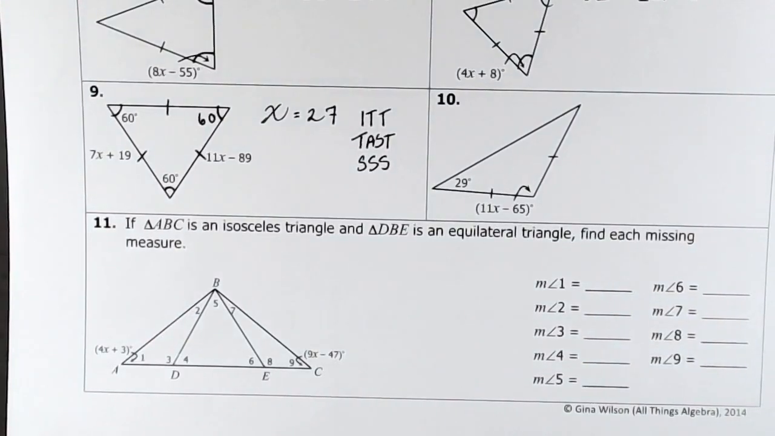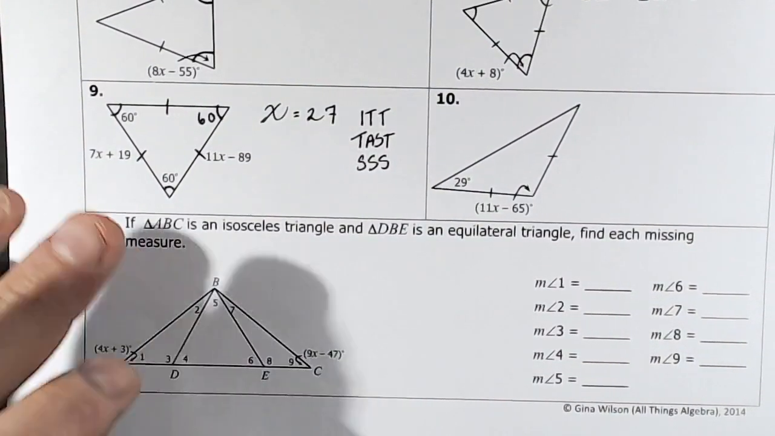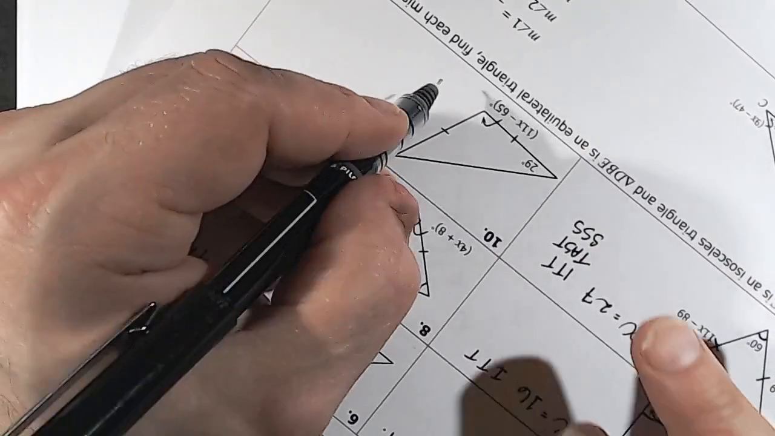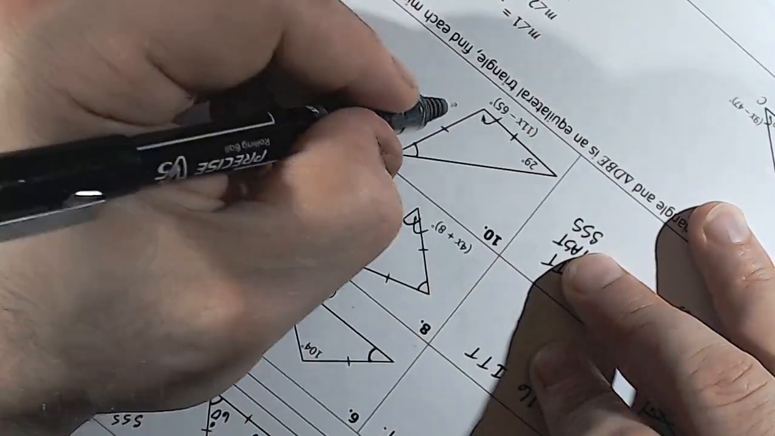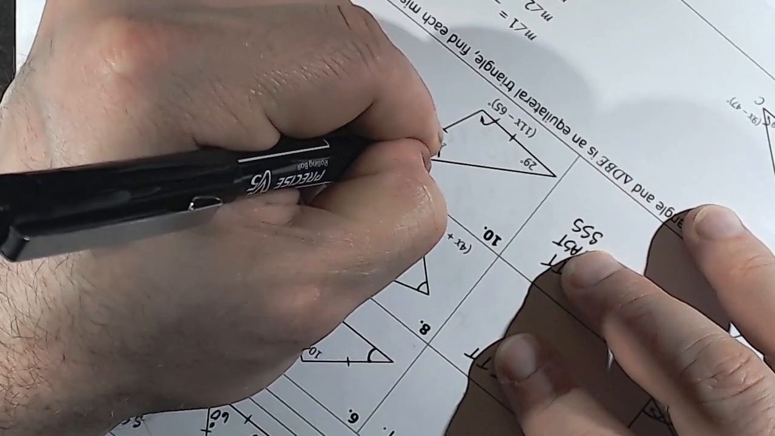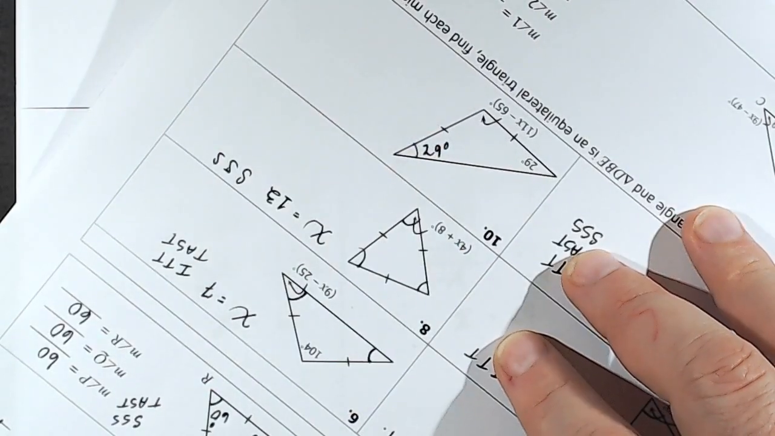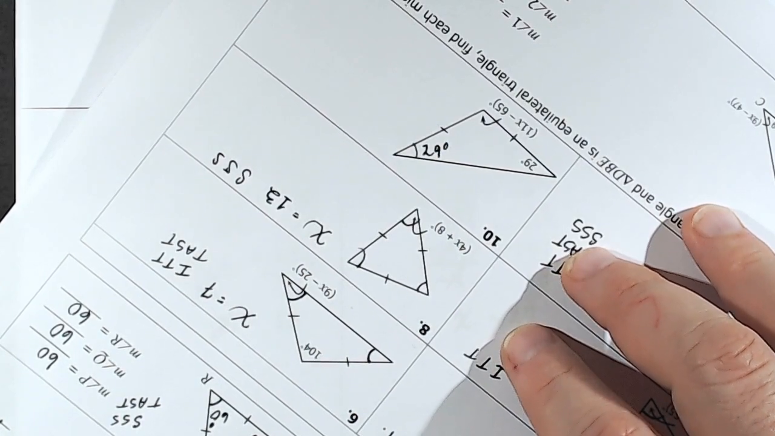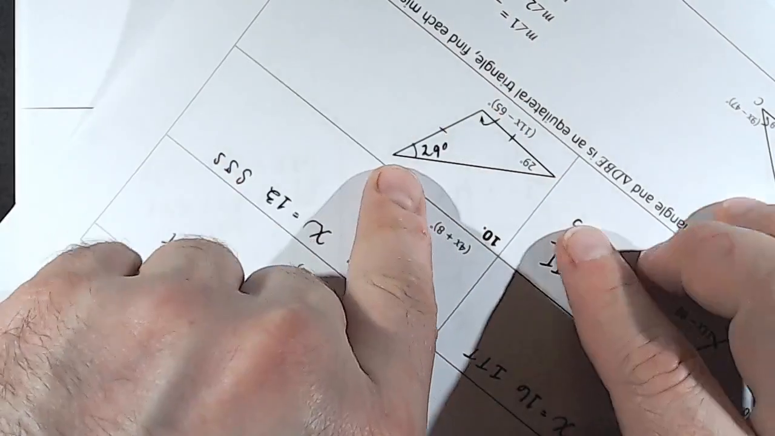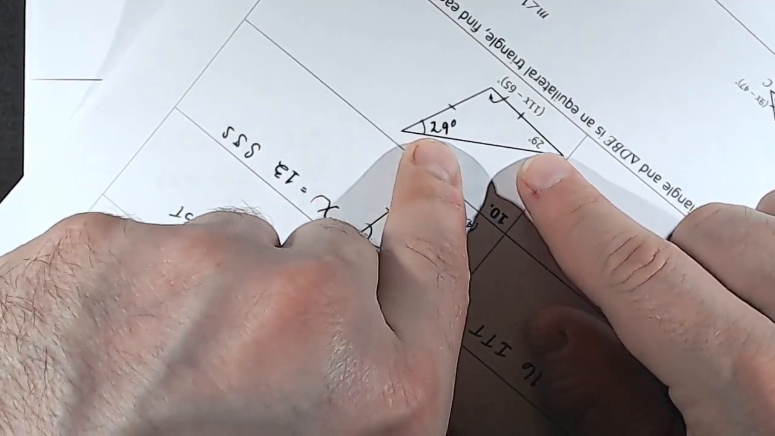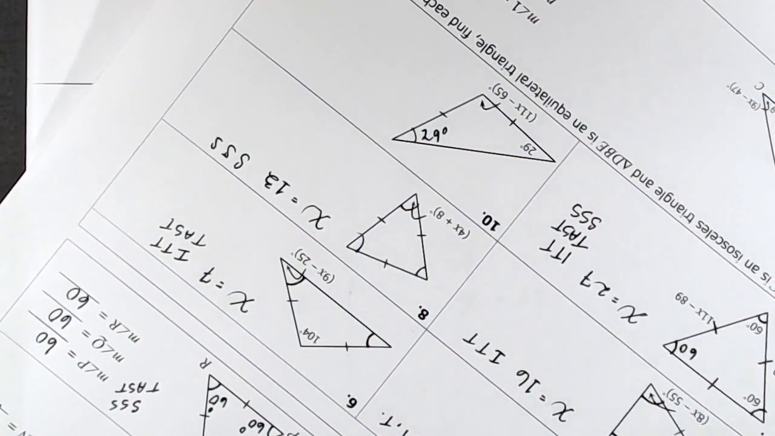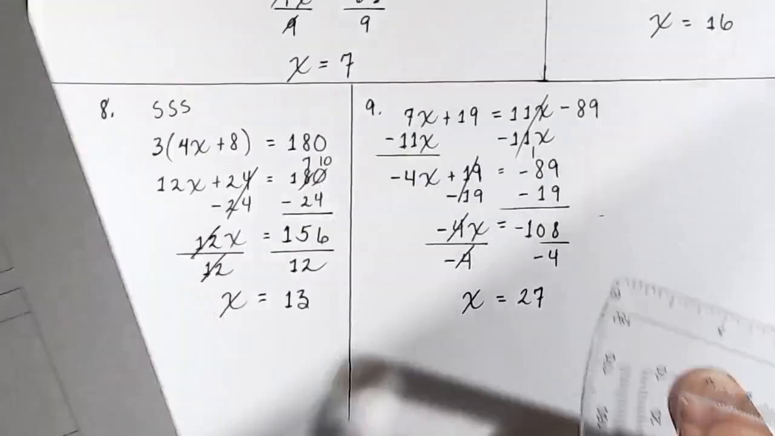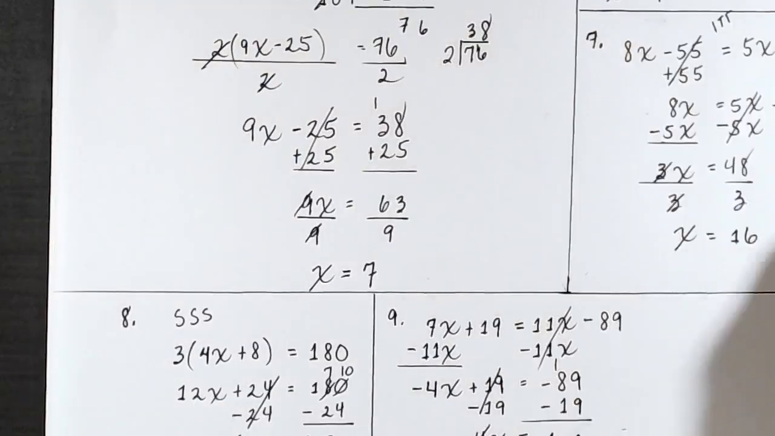Okay, and now on to number 10. Let's see, number 10 is an isosceles triangle. These two sides are congruent, so the angles opposite those sides are congruent. So that means that by the isosceles triangle theorem, this angle is also 29 degrees. So what we can do is figure out what the missing angle is by adding them together and subtracting from 180. Okay? Watch what I mean. I'm going to need another page now.